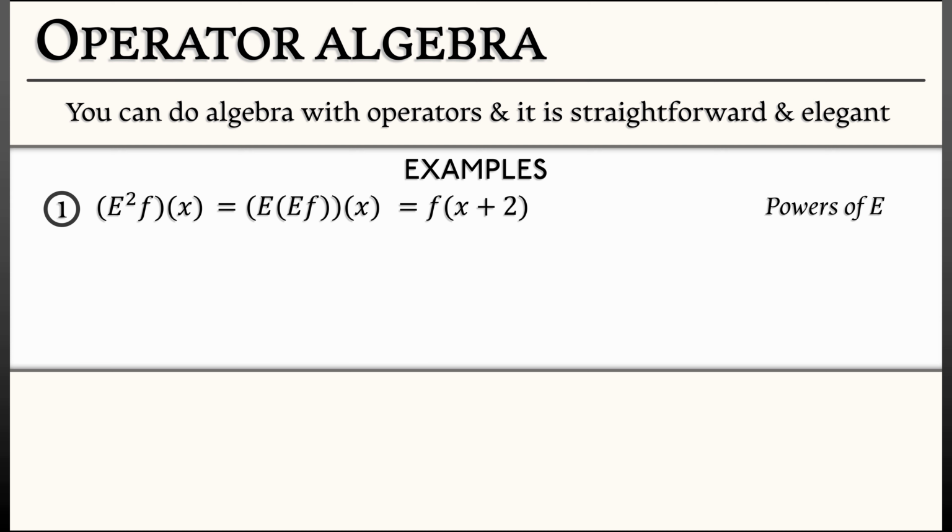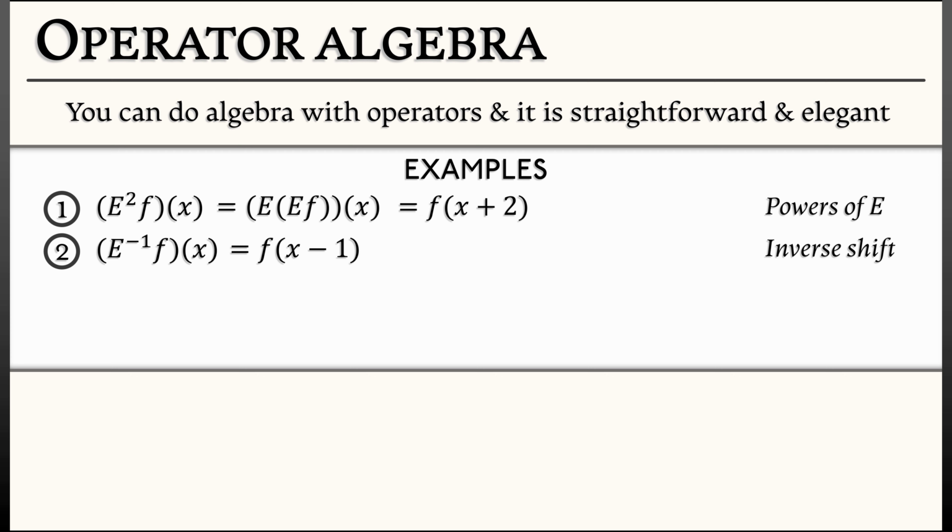So you can take higher powers of E. What about negative powers of E? Well, E inverse, or E to the negative 1, of f at x is really f at x minus 1. So instead of shifting to the left, you're shifting 1 unit to the right.